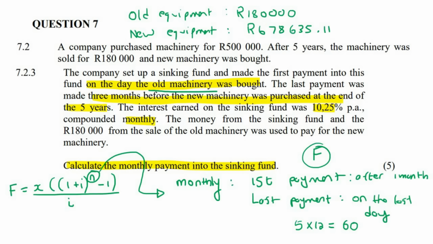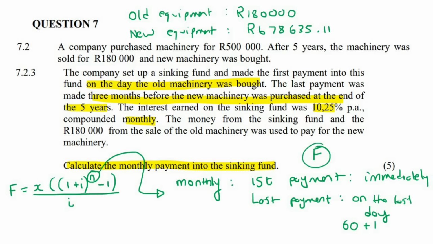However, they did things a little bit differently in this question. They said that the first payment was made on the day that the machinery was bought. And that's also the day that they would have opened up their investment. So they didn't wait for 1 month after they opened up their investment. They literally put the first payment in on the same day that they purchased the machinery. So they made their first payment immediately, not after 1 month. So they've made one extra payment. So we're going to say +1 over here. Okay.